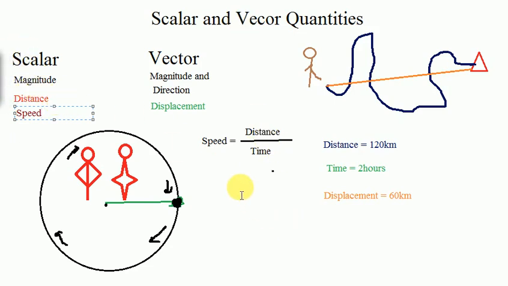Now we will learn about velocity. What is velocity? Velocity is equal to displacement upon time, right? What is displacement? Displacement requires magnitude as well as direction. It's a vector quantity. So what will the velocity be? Velocity will also be a vector quantity. That's why the velocity is a vector quantity.